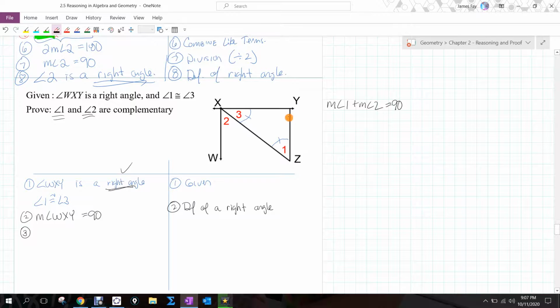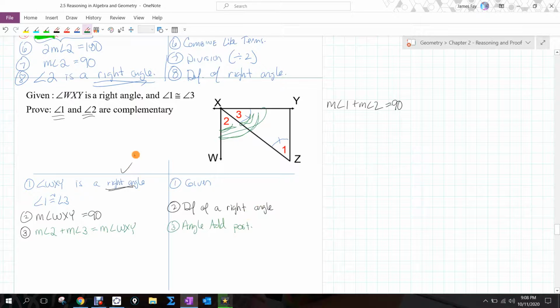Now it's a matter of looking at your picture. And we'll get better at this, but I know that when I look at measure of angle WXY, they told me it was 90, but it's being composed of multiple angles here. Is it fair to say that measure of angle 2 plus the measure of angle 3 equals the measure of angle WXY? 2 plus 3 gives me this whole angle here. That's the angle addition postulate.